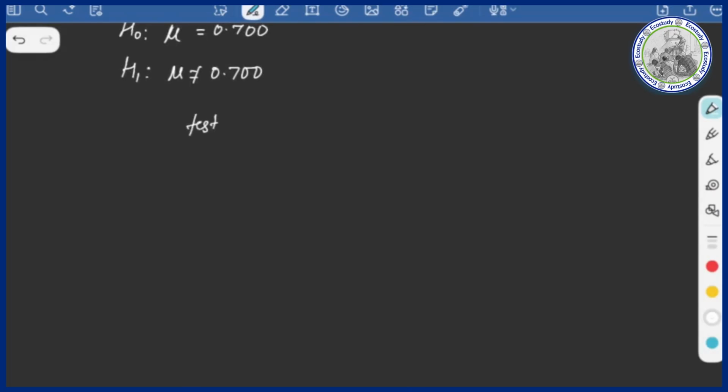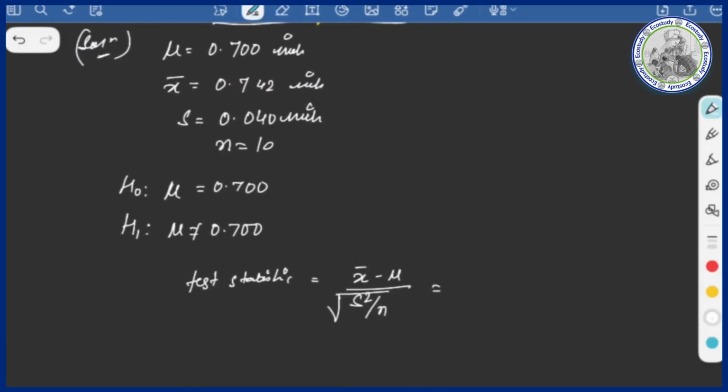So what is the test statistic? The test statistic is x bar minus mu divided by the square root of S squared upon n, where that is a capital S squared.